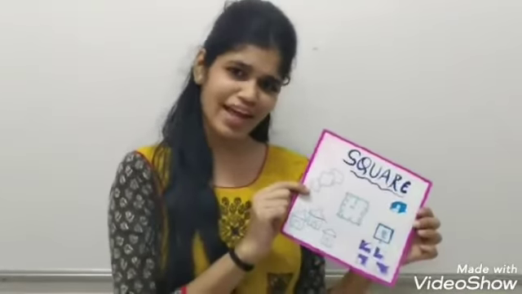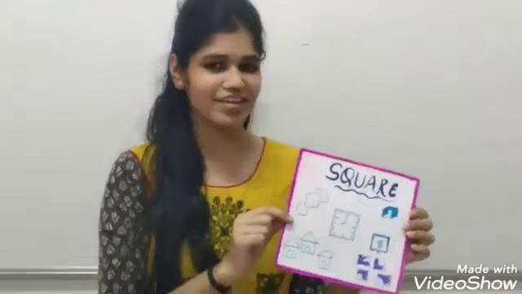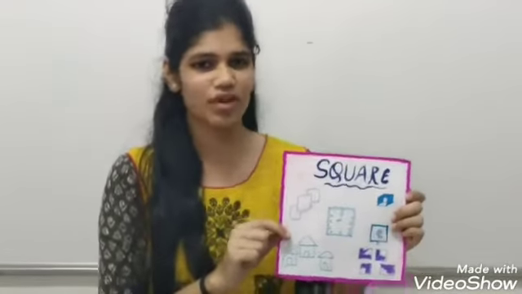Now shall we sing a rhyme for a square? Okay. So you all sing with me. Okay, my kids.